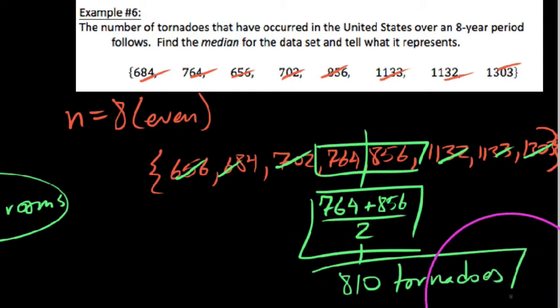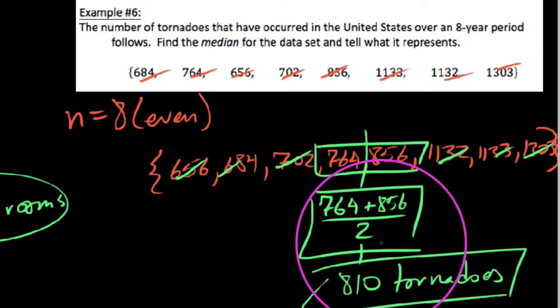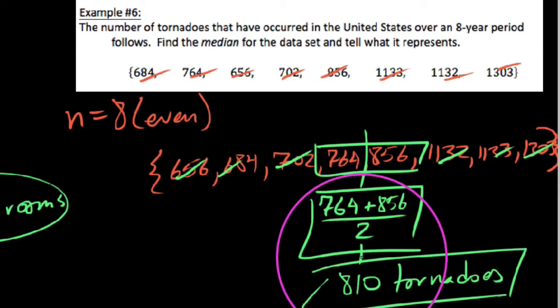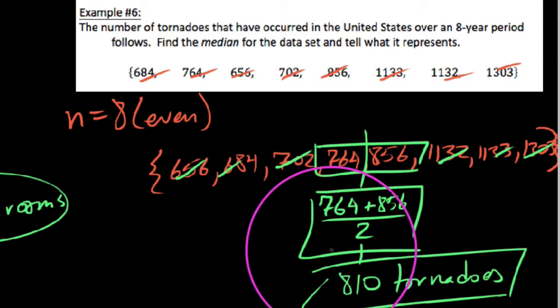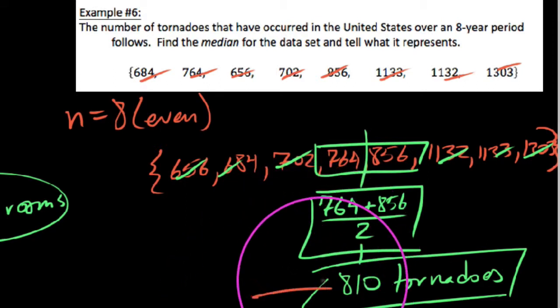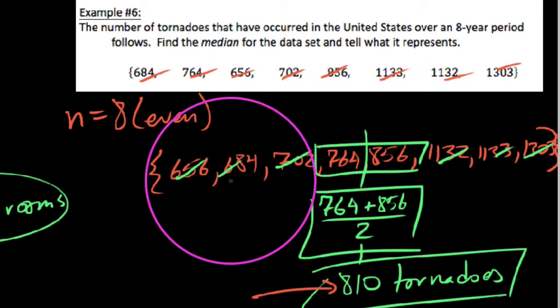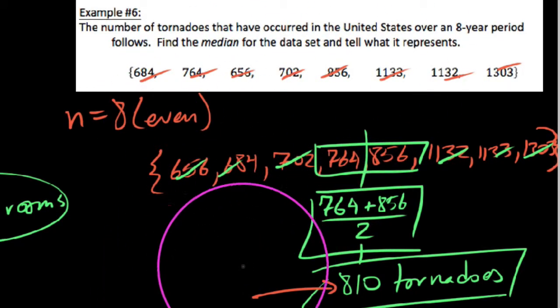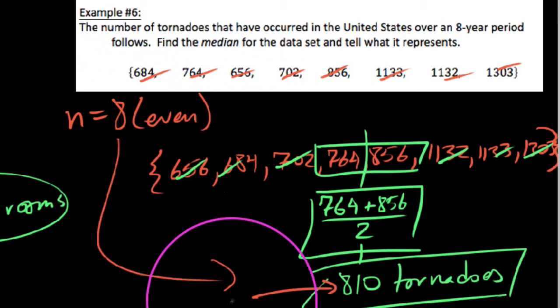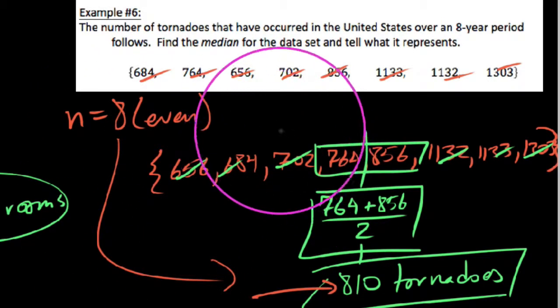So this would be a fair number of tornadoes to say half of the years were above 810 tornadoes, the other half are below 810 tornadoes. So this is our median value. But I do want to point this out. The median, in some instances, doesn't have to be one of the original data. 810 was not in our original data set here. So this is going to happen every time we have an even number of data. You have to average the middle 2 data.